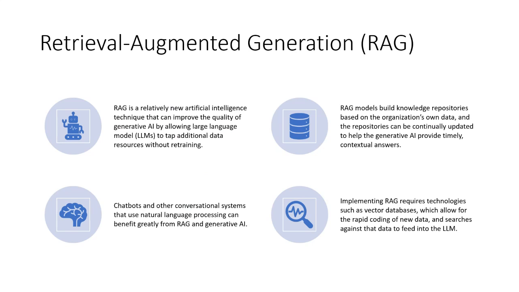RAG models build knowledge repositories based on the organization's own data, and the repositories can be continually updated to help the generative AI provide timely, contextual answers. So what is the benefit of using this approach? Organizations can use their own data as grounding information so that the model can refer to that information and generate responses which are up to date and context relevant.